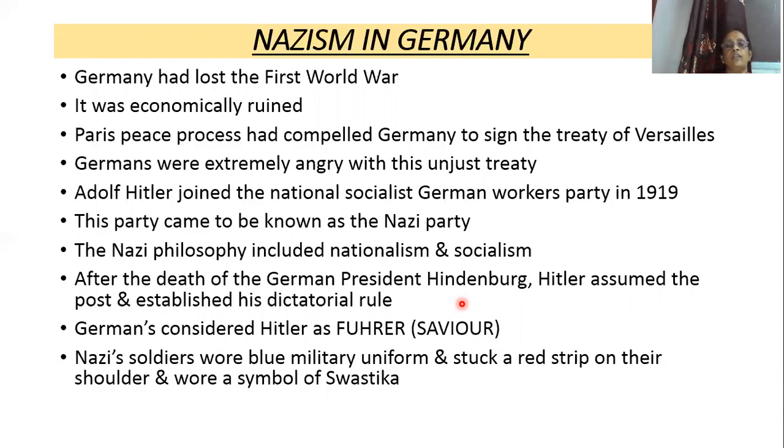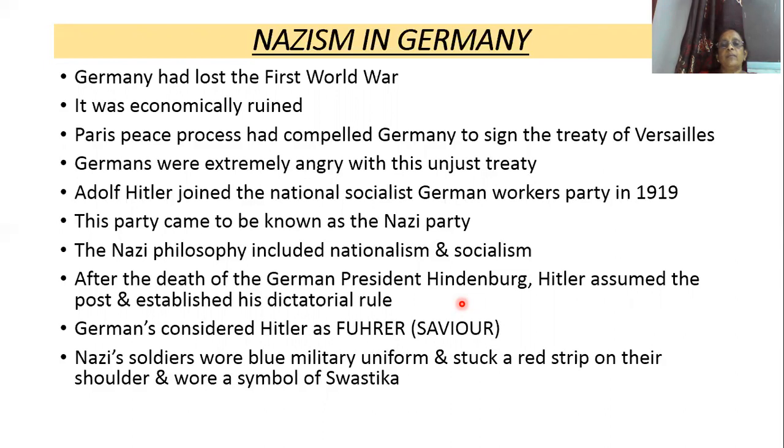Nationalism and socialism. And then after the death of German president Hindenburg, Hitler became the president and established his dictatorial rule. Dictatorial rule, as I already said, is rule by a single ruler; nobody can question the authority of the dictator. He had unlimited powers. And Germans considered Hitler as a Führer or savior, that means a protector, someone born to protect the country. So the German people considered Adolf Hitler the Führer, a savior.